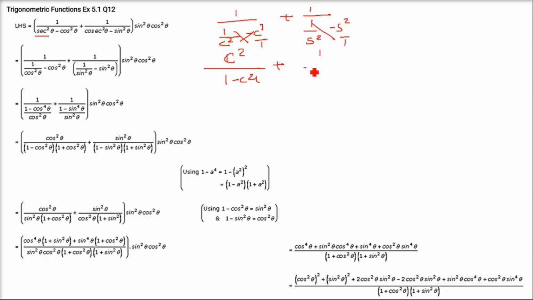1 minus sine to the power 4, and this sine square will be in the denominator. I'm taking it in the numerator. Right? Now you see here, 1 minus cos to the power 4.